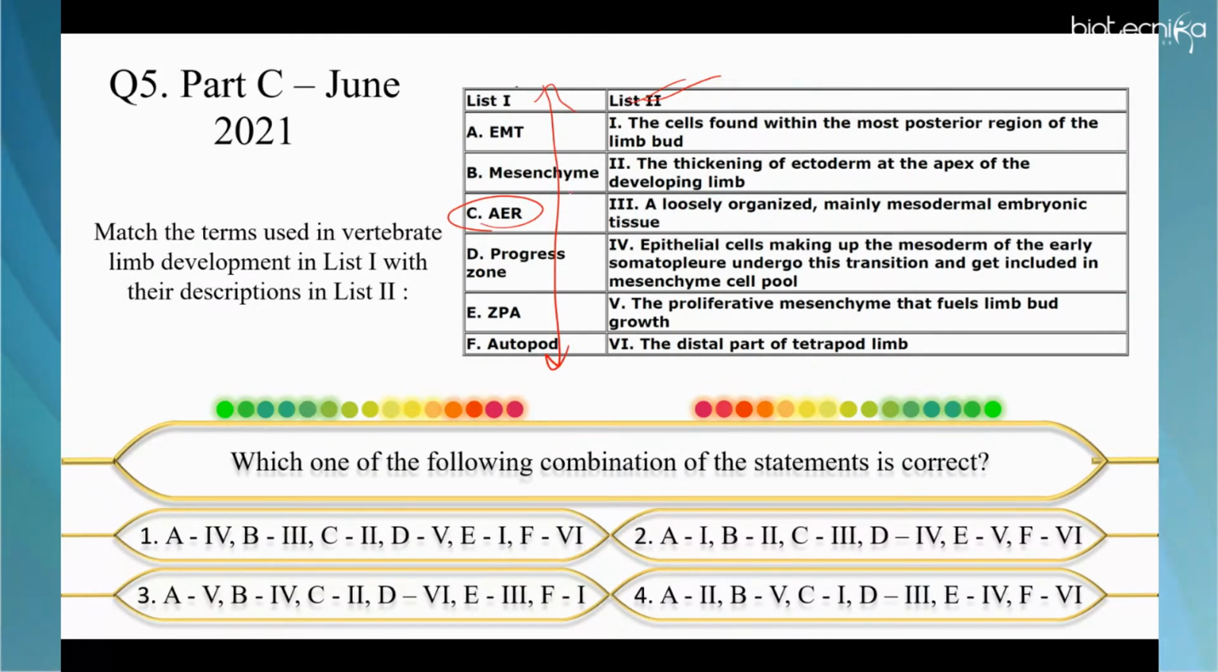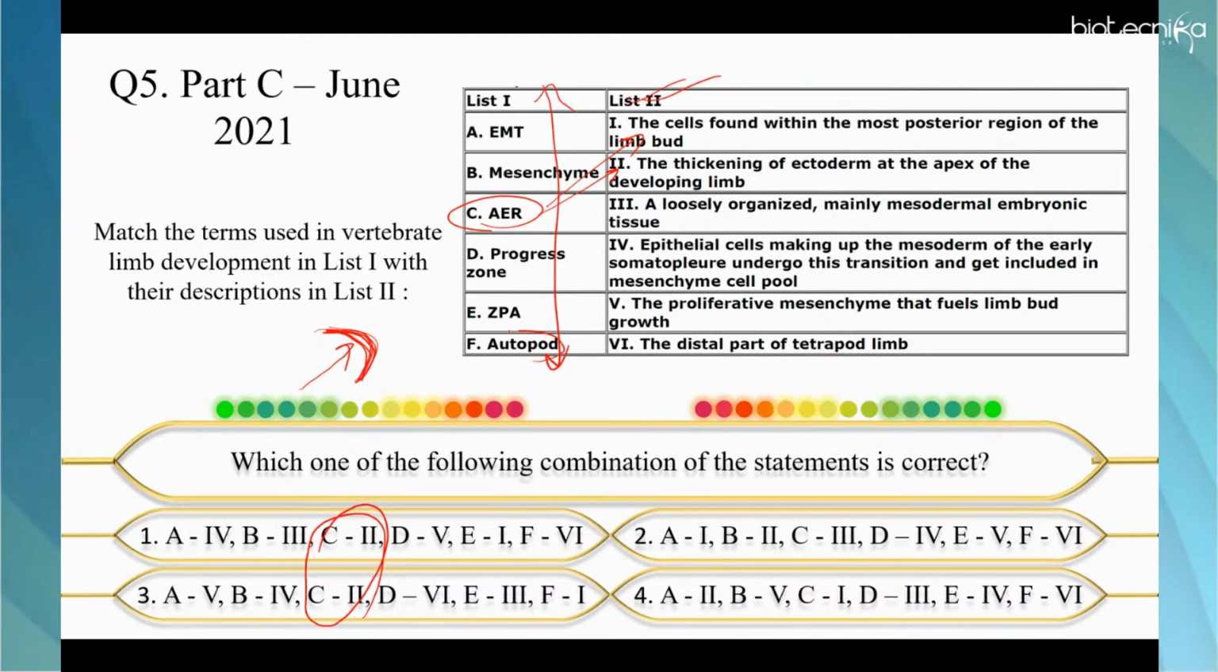Okay. So see, AER is nothing but, as we saw, the thickening of the ectoderm just at the tip of the limb. So obviously AER will be option 2. So C is option 2, which means any of these can be correct, right? So then we can look at the progress zone probably, okay?